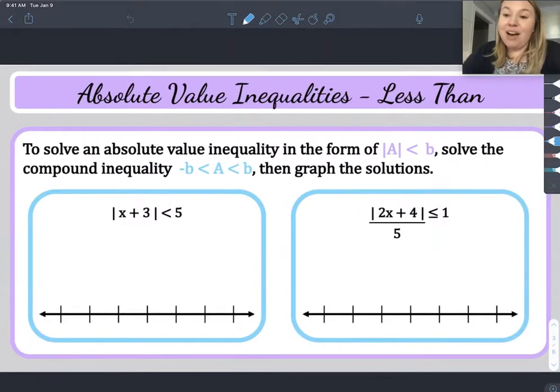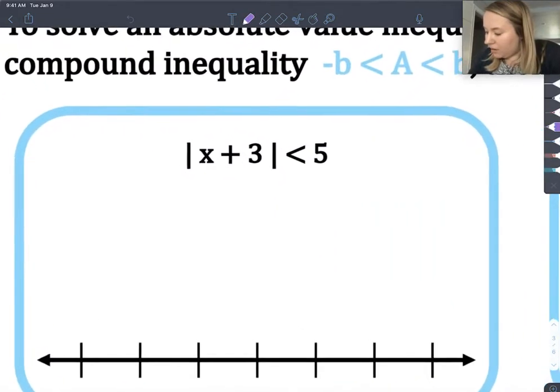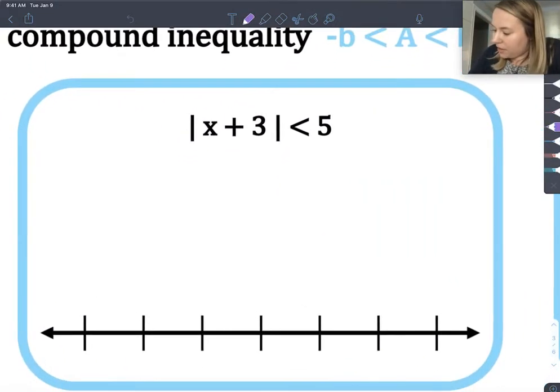If you notice on the left-hand side, we have the absolute value of x plus 3 is less than 5. The absolute value expression is already isolated, so we can go ahead and write it as an AND inequality. So if I write this as an AND inequality here, we are going to have negative 5 is less than x plus 3, which is less than 5.